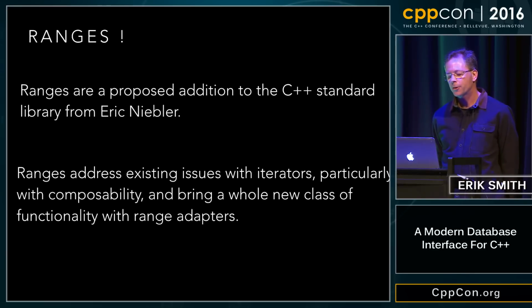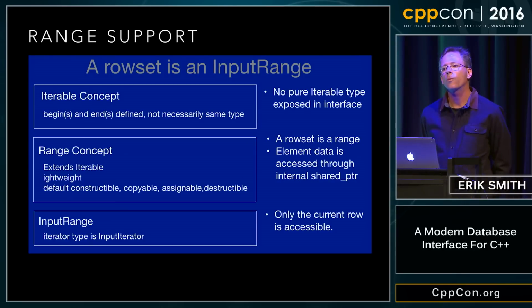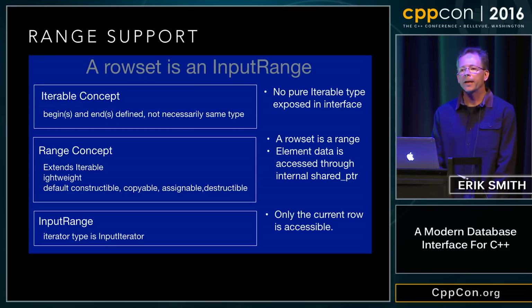It basically addresses the existing issues with iterators, particularly with composability, and brings a whole class of functionality, and I'll show you an example of that. So just to give you a sense for how this would work with that proposal, a ROWSET is an input range. There are a couple of concepts in that standard which define classes of access for whatever you're particularly working with. And the way it maps here is an iterable concept is simply anything where begin and end is defined. It turns out that I don't actually need to expose that in isolation because ROWSET is both an iterable and a range. So if you think of a range object, which in this case is the ROWSET, it has a begin and end so that it works with range-based for.